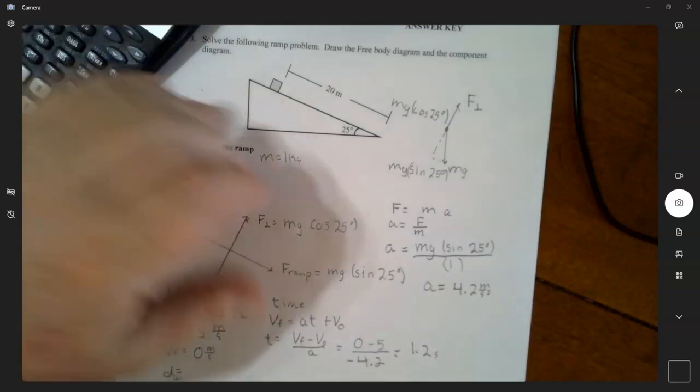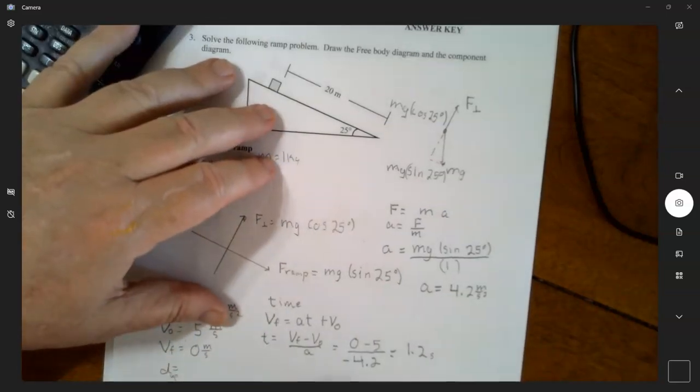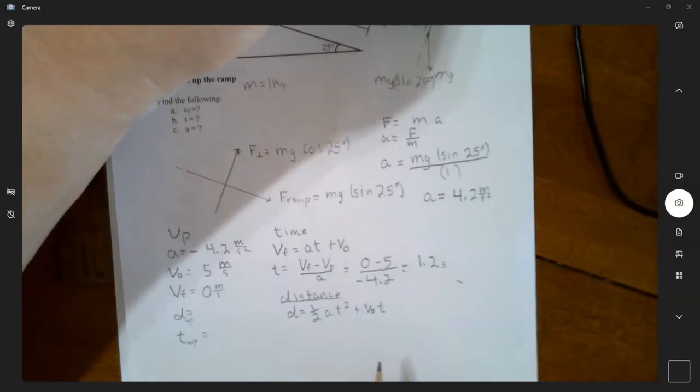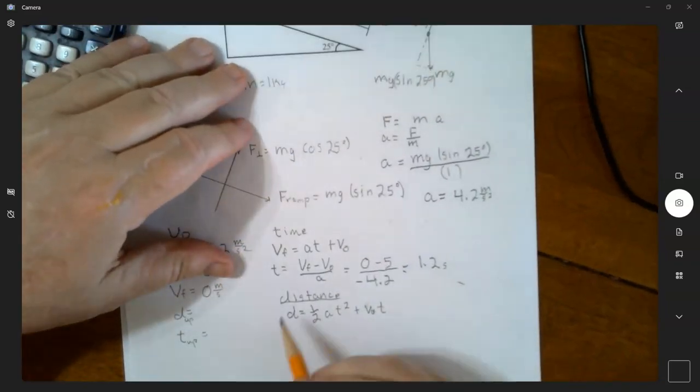Okay, now that we have that, we can use this formula for distance. It's off screen a little, but that's the formula I'm using.